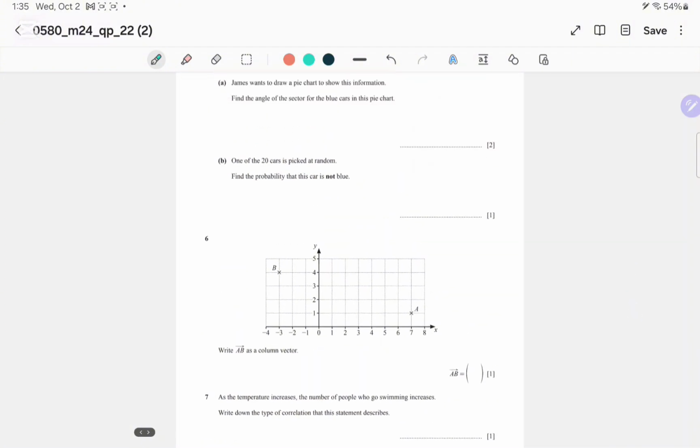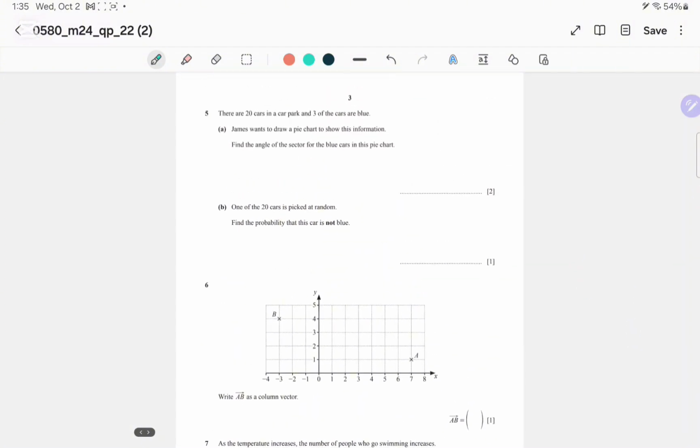Okay, the fifth question: there are 20 cars in a car park and 3 cars are blue. James wants to draw a pie chart to show the information. Find the angle of the sector for the blue cars in the pie chart. Generally, a pie chart is a round circle which is 360 degrees. There are 20 cars, out of that 3 are blue. So the angle is 3 by 20 times 360 degrees. The 0 gets cancelled, it is 18 times 3, so it is 54 degrees. So the answer is 54 degrees.